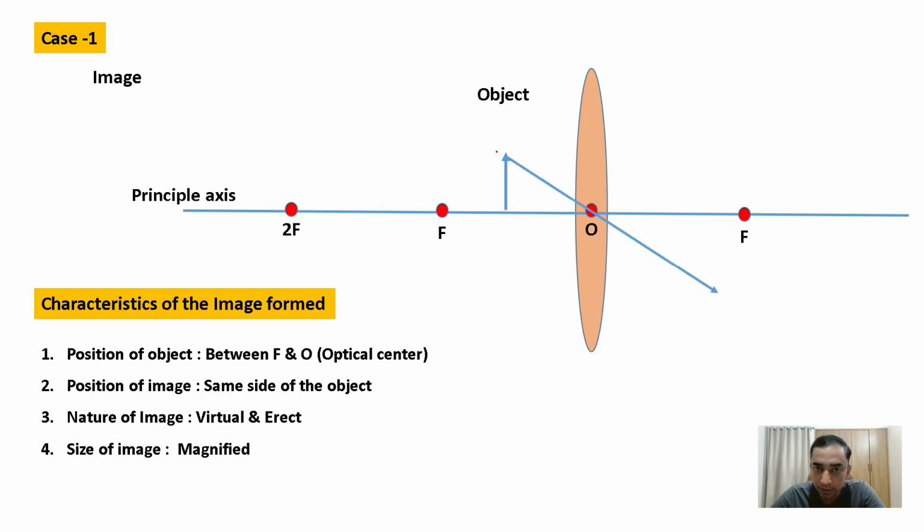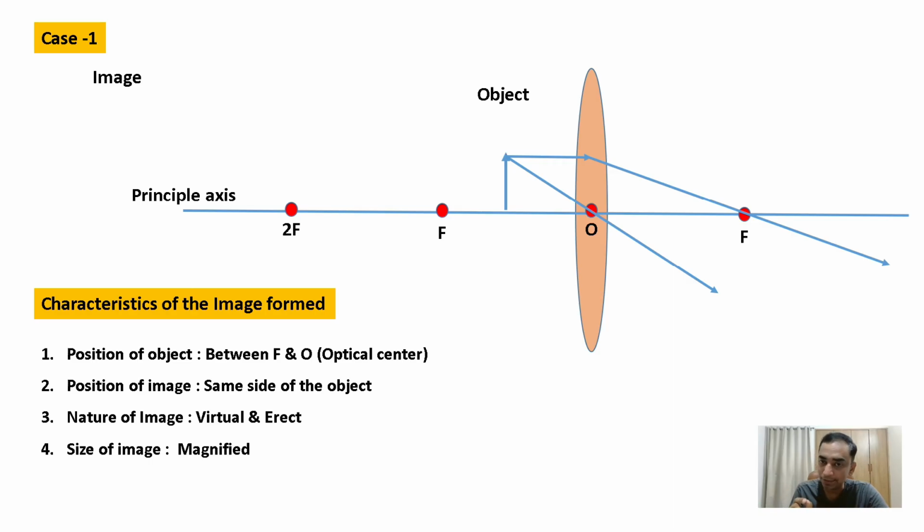The first ray I'm going to take from the head of the object, and that is going to pass through the optical center, and those rays which pass through the optical center go undeviated. The second ray is parallel to the principal axis, and that ray after refraction will pass through the focus. Here I have kept the object between F and O. So what is going to happen? These two refracted rays, as you can see, are going far apart.